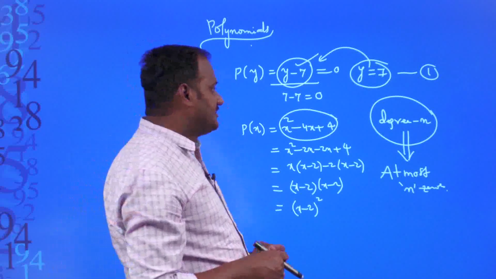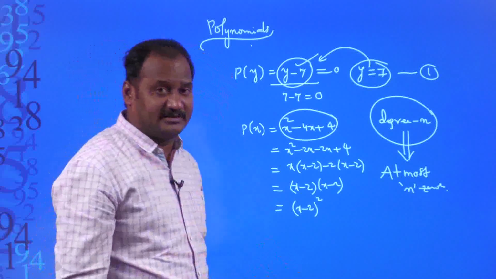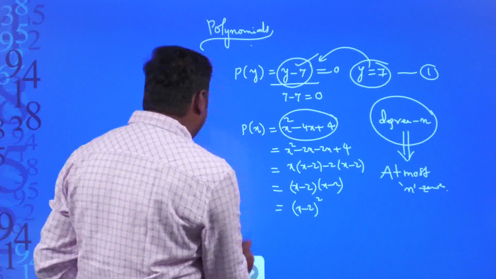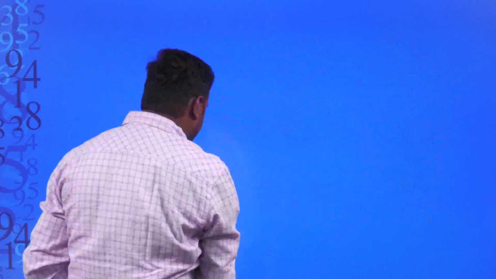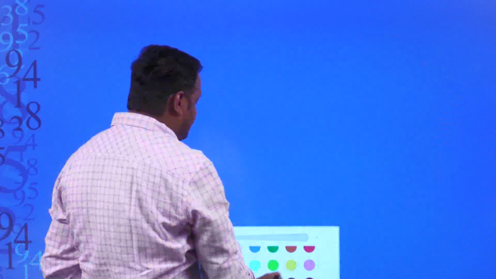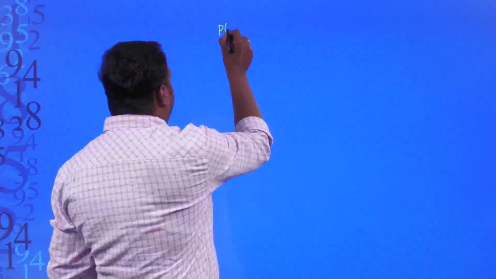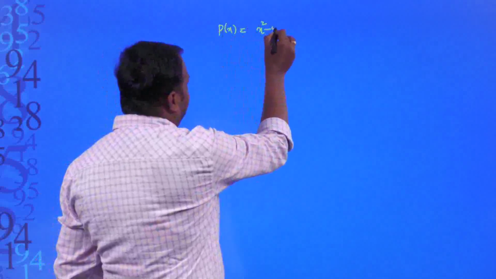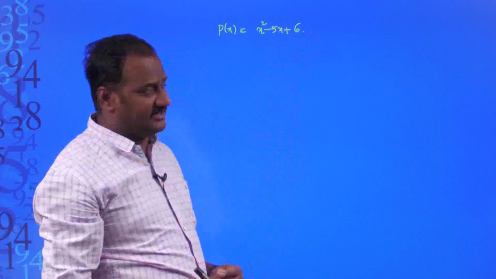Correct? Right. So next we will try to understand second degree polynomials, third degree polynomials and fourth degree polynomials in this class. Let me take one second degree polynomial. What are second degree polynomials? If the highest power of any variable is 2, then they are said to be second degree polynomials. I am taking one second degree polynomial. Let us take p of x is equal to x square minus 5x plus 6. This is one second degree polynomial.